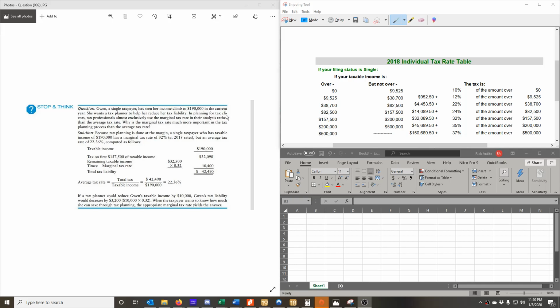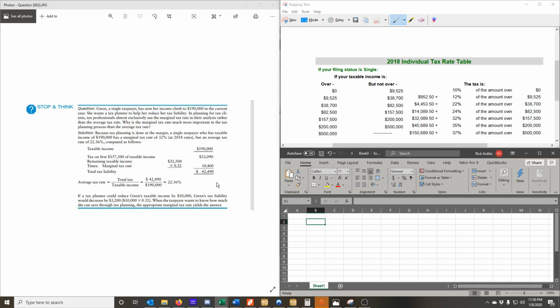In planning for tax clients, tax professionals almost exclusively use the marginal tax rate in their analysis rather than the average tax rate. Why is the marginal tax rate much more important in the tax planning process than the average tax rate? The solution: because tax planning is done at the margin. A single taxpayer who has taxable income of 190,000 has a marginal rate of 32% at 2018 rates, but an average tax rate of 22.36%, computed as follows.